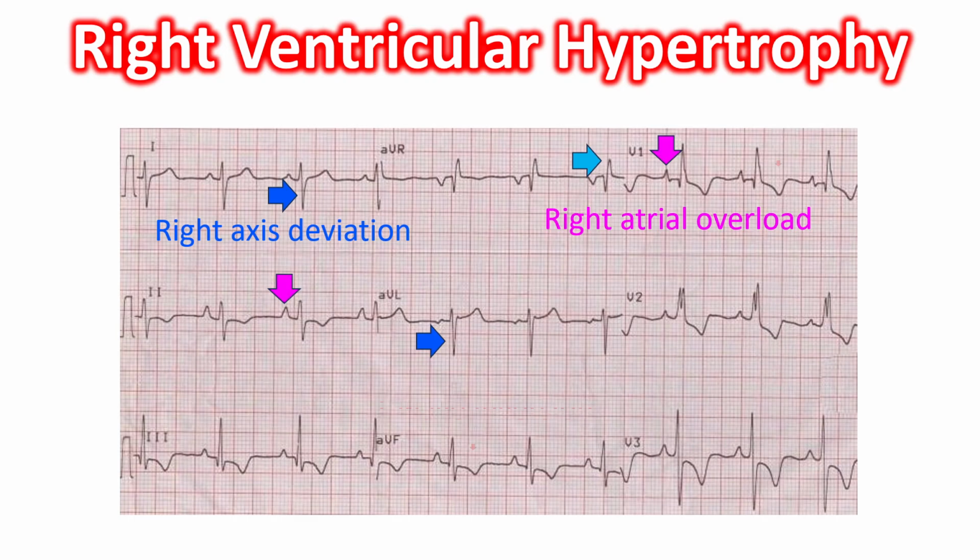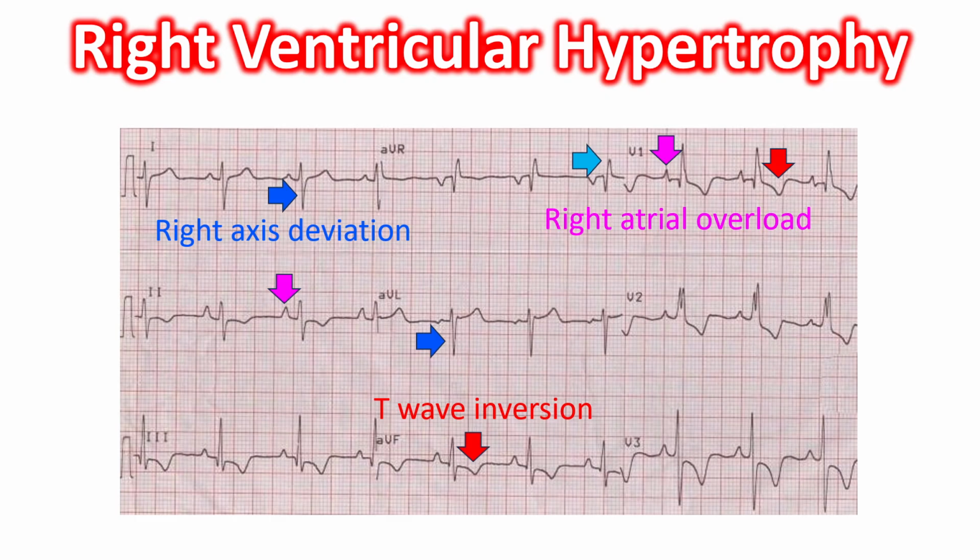T wave inversion in inferior and anterior leads are secondary to right ventricular hypertrophy. The R wave height in V1 multiplied by 5 gives an estimate of right ventricular systolic pressure, especially when the right ventricular hypertrophy is due to pulmonary stenosis.